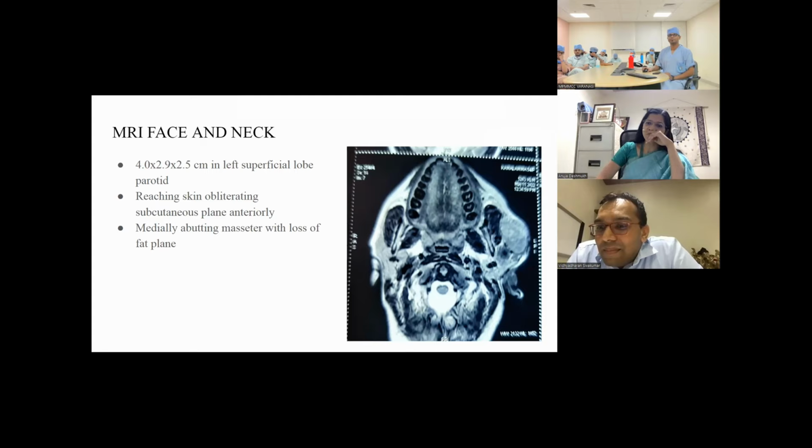So, which is the best landmark to identify the nerve? Ma'am, the tragal pointer is the best landmark, but the most consistent bony landmark is the tympanomastoid suture line. Okay. Which one do you use? Do you use the tragal pointer? When I was in ENT, when I was doing my first parotid, at that time I used to use the tragal pointer.